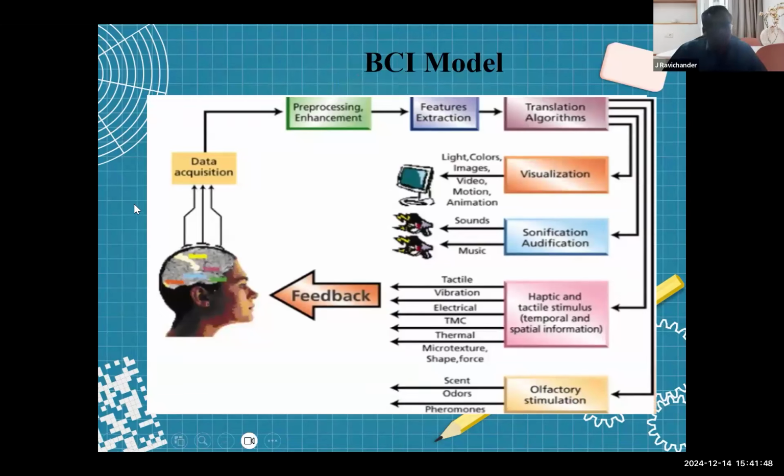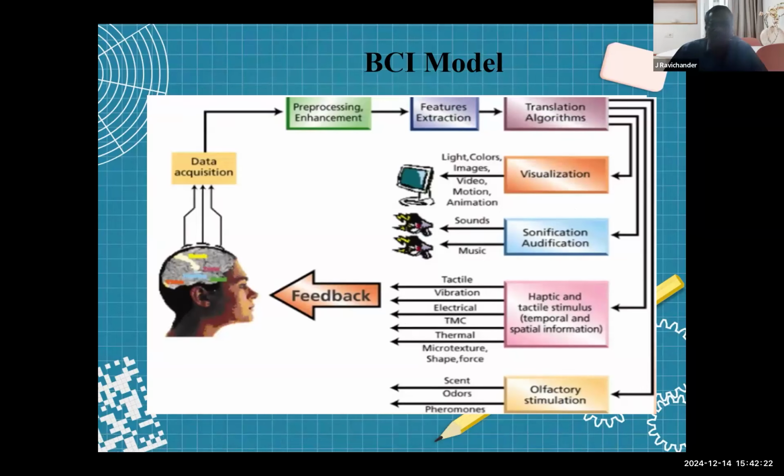for example, let us take one person sitting here. Now, we will take the data. We have to perform some operations like pre-processing and feature extraction. We use some algorithms. Then finally, that will be translated into commands. Then again, the commands will be given to this particular person as a feedback mechanism.